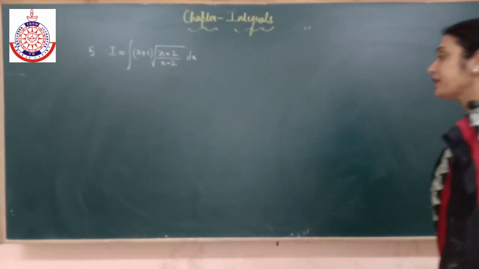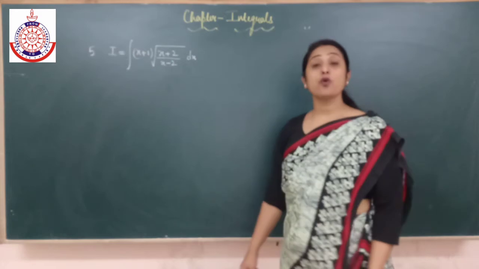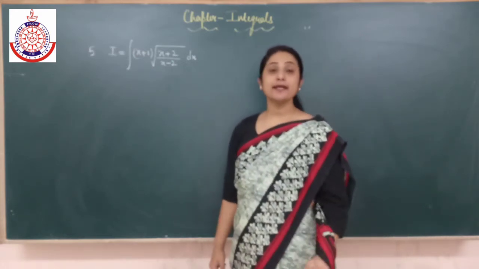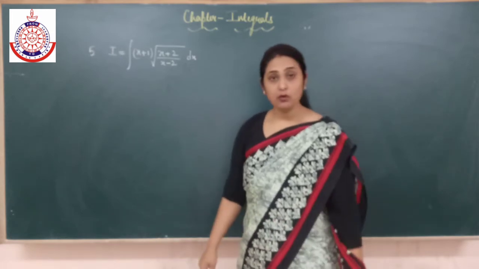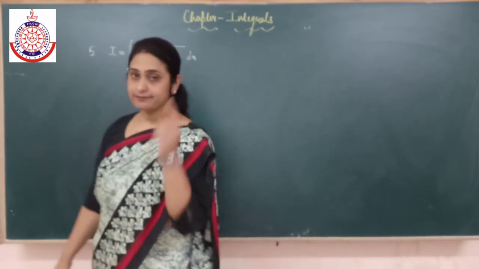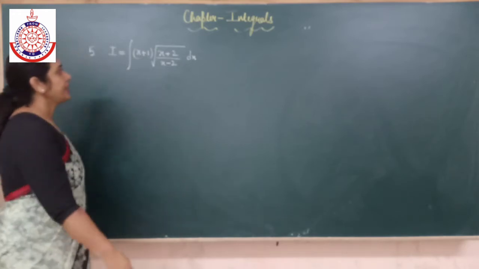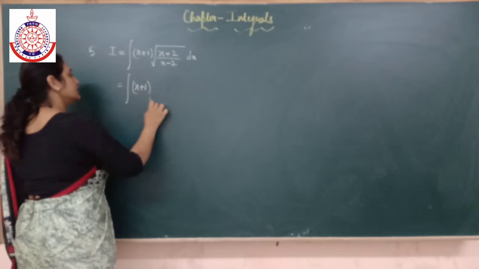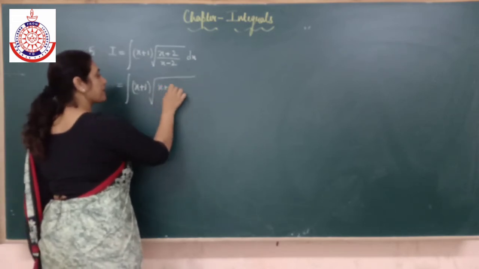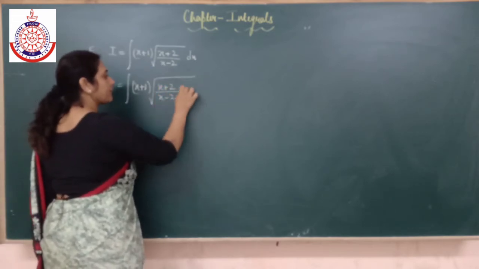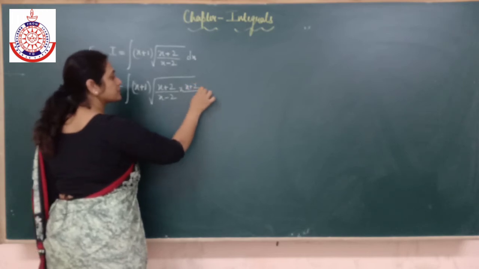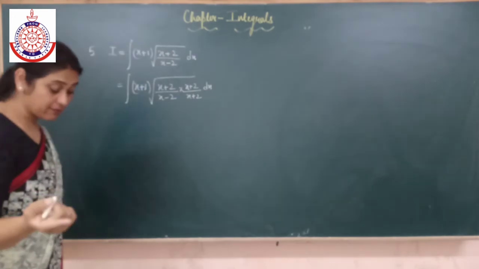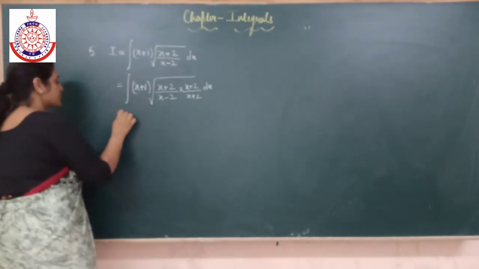That is, I have to integrate x plus 1 under the root x plus 2 upon x minus 2. If I look at the question, it is not falling under any of the forms which we have done till now. So that means what we have to do? Think. Alright. So what am I doing? I'm going to rationalize this, because up and down we have almost the same number with the opposite sign. So rationalization we should do.